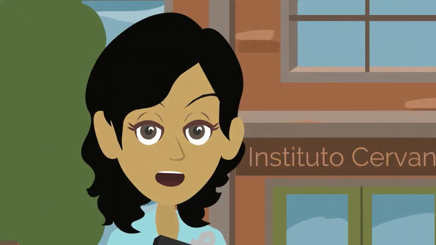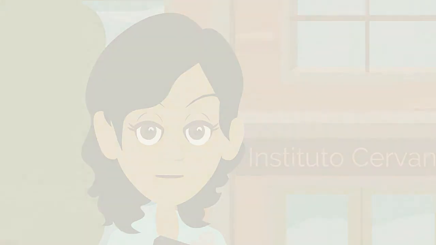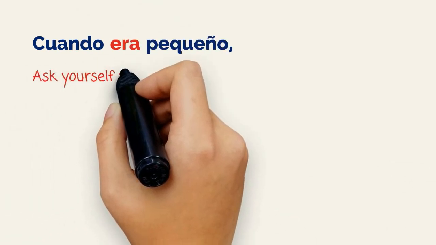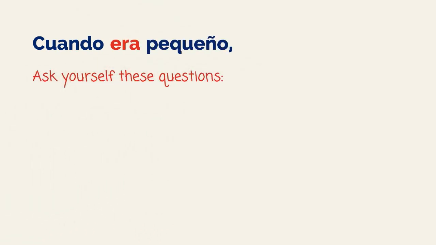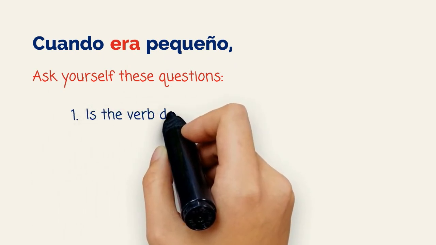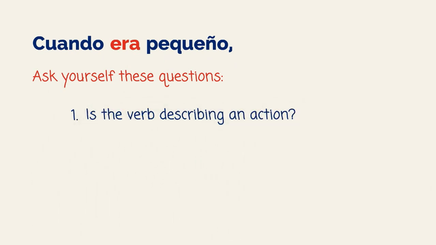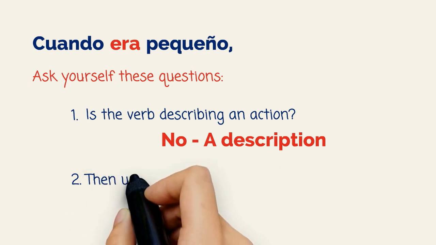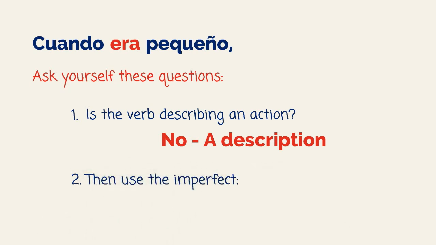Let's look at each verb in Oscar's video. Cuando era pequeño. Ask yourself these questions. 1. Is the verb describing an action? No, a description. 2. Then use the imperfect. Era.